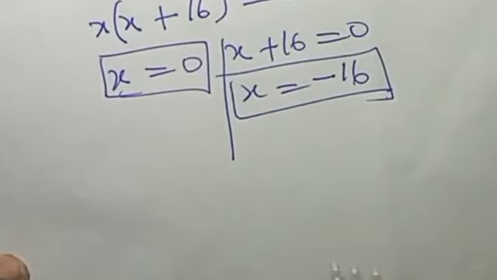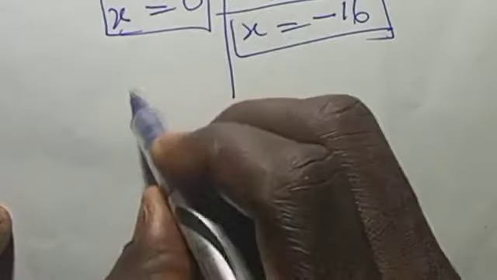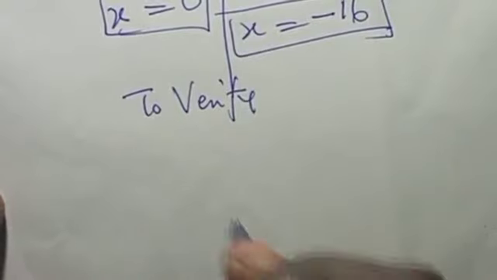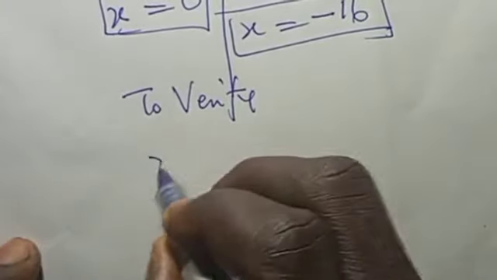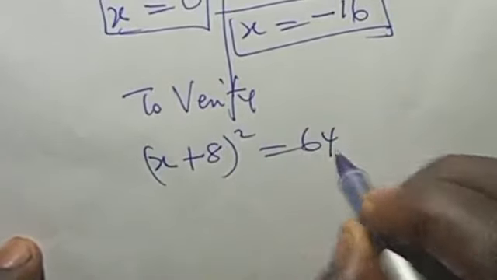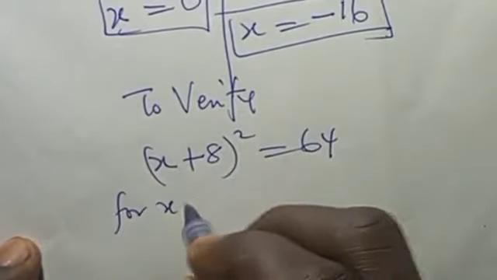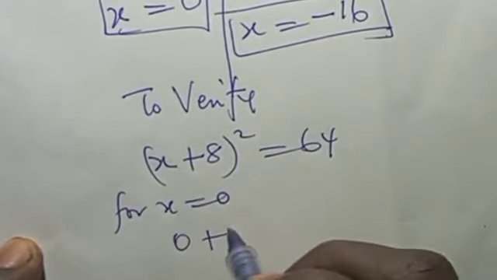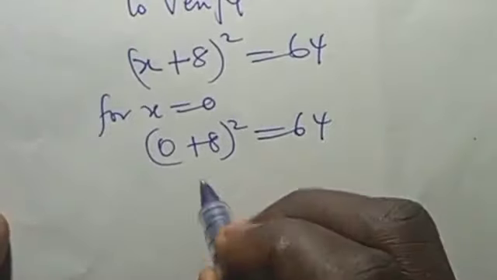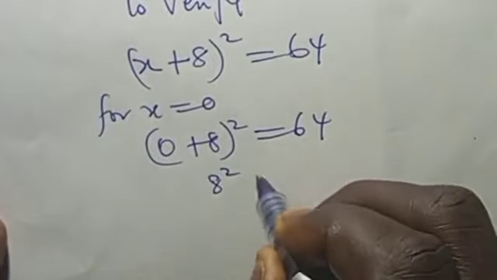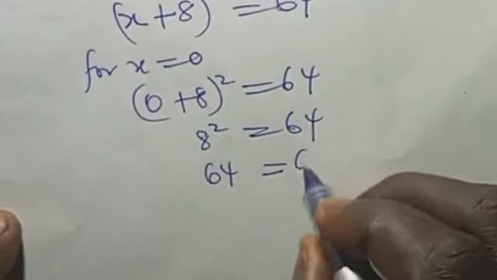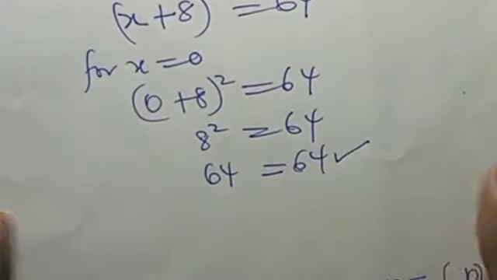So for the two methods, we arrive at the same answer. So to verify, we have our original equation as (x + 8)^2 = 64. For x = 0, (0 + 8)^2 = 64. So 8^2 = 64. 64 is equal to 64, which is correct.